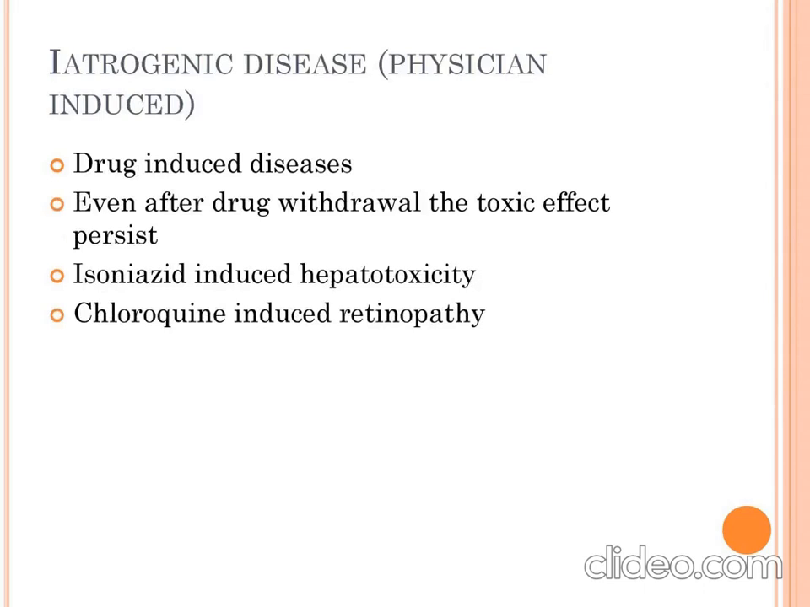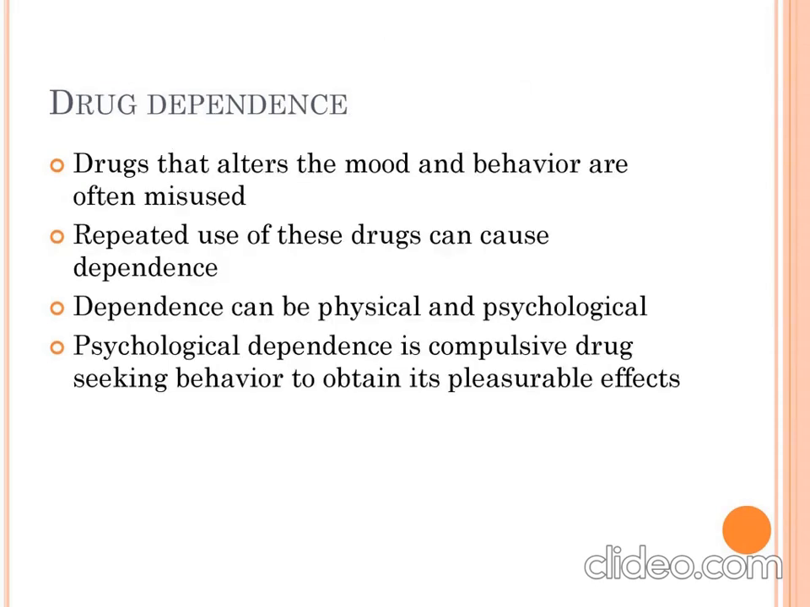Second type of adverse drug reaction is iatrogenic disease. It is also called a physician induced disease. So drug induced diseases. For example, a doctor puts a patient on a drug and that drug causes an adverse drug reaction. So this is called a physician induced adverse drug reaction. Even after drug withdrawal, the toxic effect persists. For example, chloroquine induced hepatotoxicity, isoniazid induced hepatotoxicity and chloroquine induced retinopathy. Isoniazid is a commonly used drug in tuberculosis which can result in hepatotoxicity.